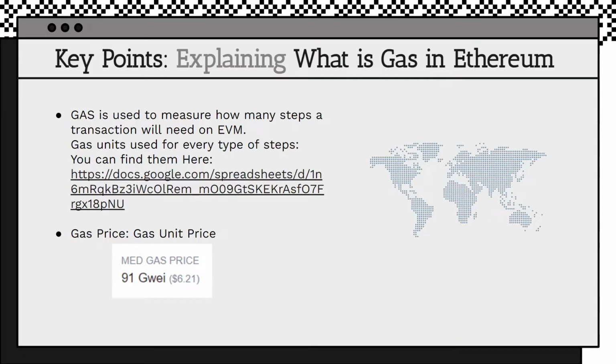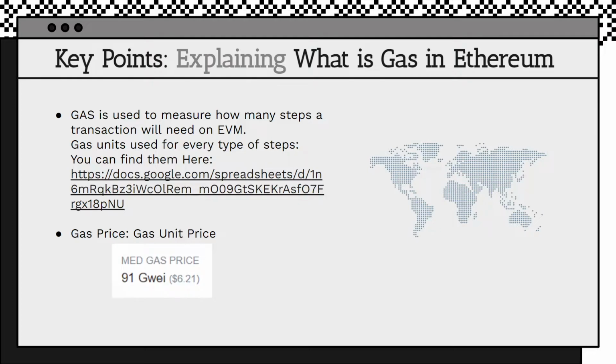And now finally we come to gas after understanding why the EVM exists. So what is gas in Ethereum? Gas is used to measure how many steps a transaction will need. It's straightforward. If your transaction is more complex, you will need to pay more gas. We can find the gas units used for every step type. For example, to multiply two numbers, we need 5 gas units, or to add, we only need 3, and so forth.